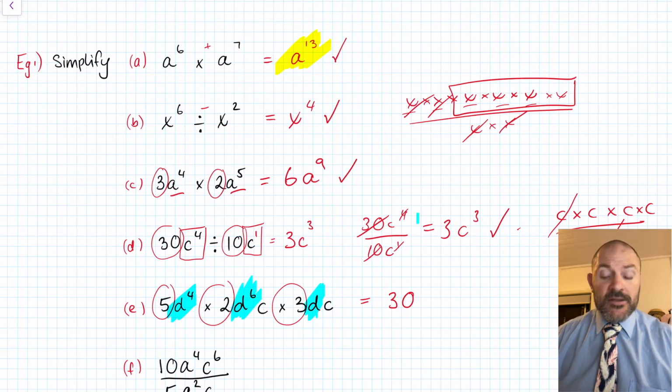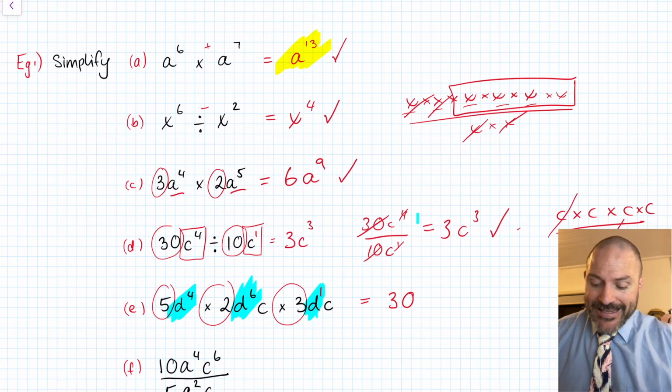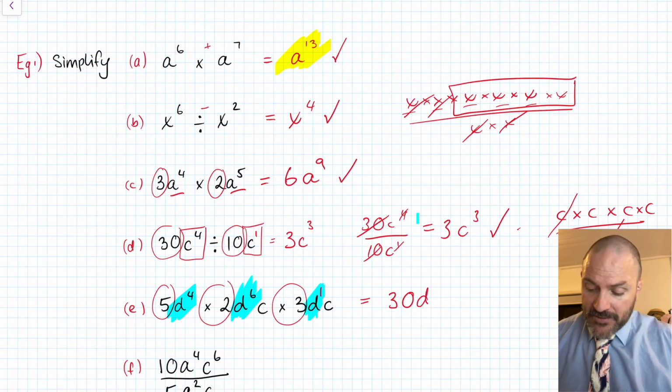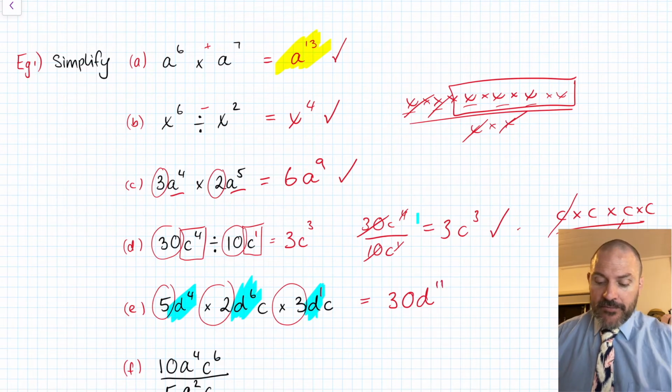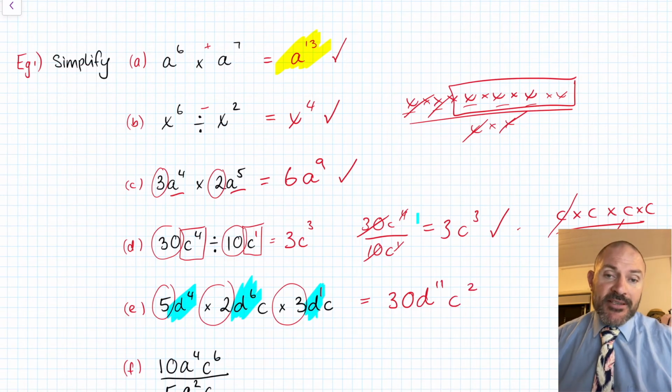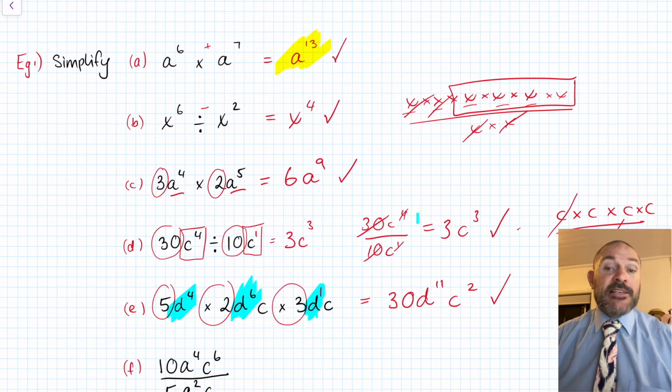So let's add the powers. 4 and 6 is 10. 10 and 1 is 11. So I have d to the power of 11. Now the two c's, well, they're both c times c, or 1 and 1. 1 plus 1 is 2. And we know, of course, that c times c is c squared. It works out. That's my answer.